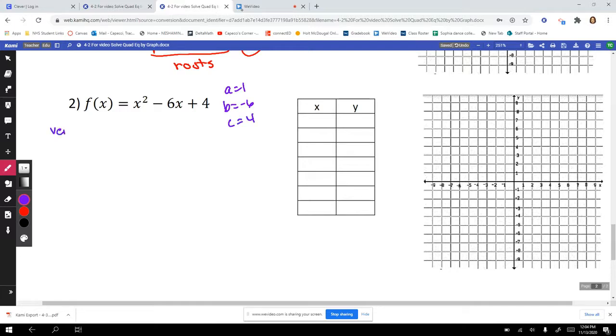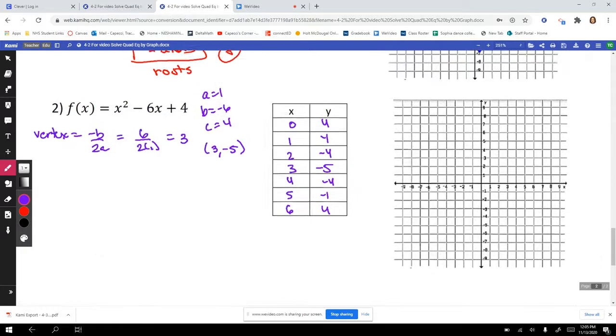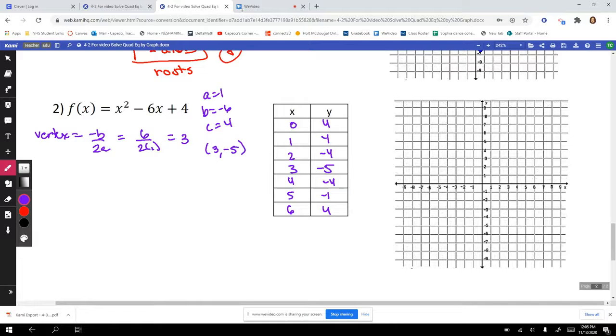Okay, let's find the vertex, which again is -b over 2a. It gives me positive 6 over 2 times 1, that gives me 3. I substitute back into my original function, and I have my vertex is 3, -5. Again, I'll put numbers around it, substitute that in, and then I'll graph it. Let's see what happens. See if we can find those zeros. So I have 0, 4 is here.